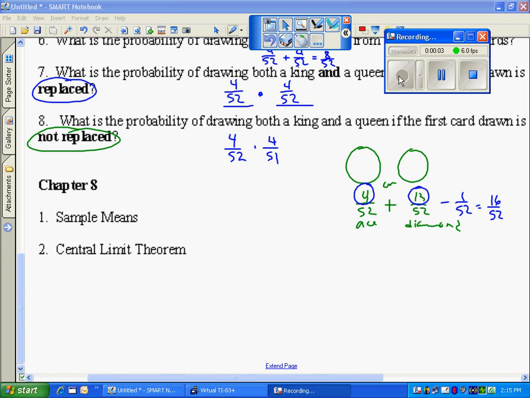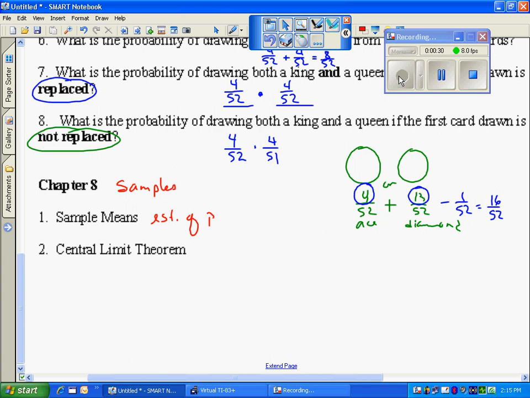Chapter 8 talks about not looking at a single observation, but looking at samples. One observation out of a population isn't near enough to tell me anything. So what we're going to look at are samples. We're going to take a group and see how this group can be used to tell me about the population. When we get a sample mean, that's an estimate of the mean of the population.